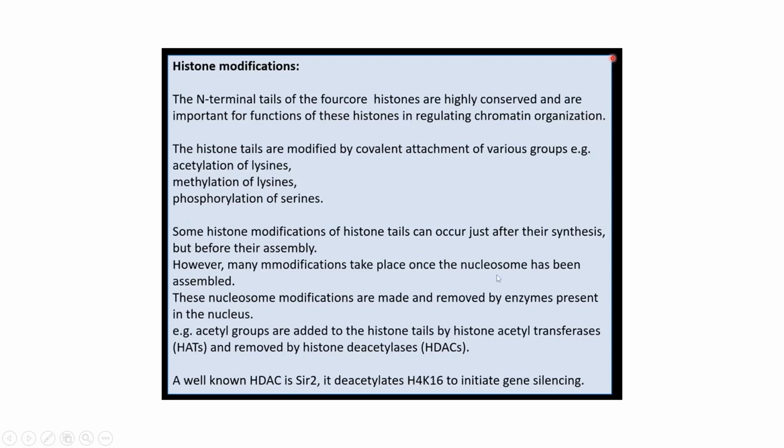However, many modifications take place once the nucleosome has been assembled. In the majority of cases, only after the nucleosome is assembled will the modification take place. These nucleosome modifications are made and removed by enzymes in the nucleus. For example, histone acetylation: for adding the acetyl group, there is histone acetyltransferase, HATs. HATs are the enzymes which add the acetyl group on the lysine residue. Similarly, histone deacetylase, called HDACs, will remove the acetyl group.